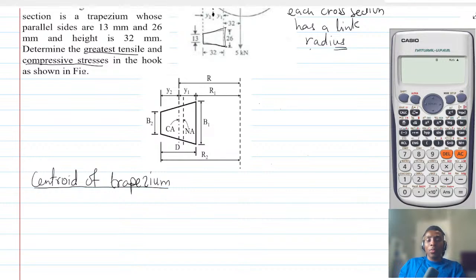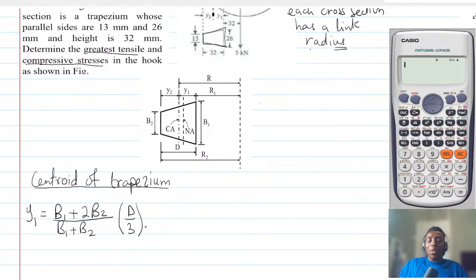So first of all, the centroid of a trapezium is given by b1 plus 2b2 divided by b1 plus b2 multiplied by d out of 3.